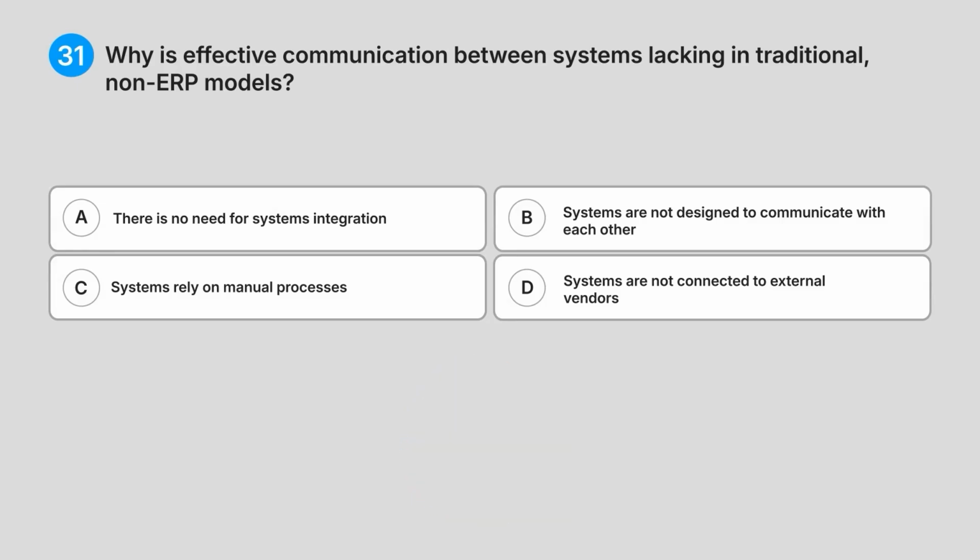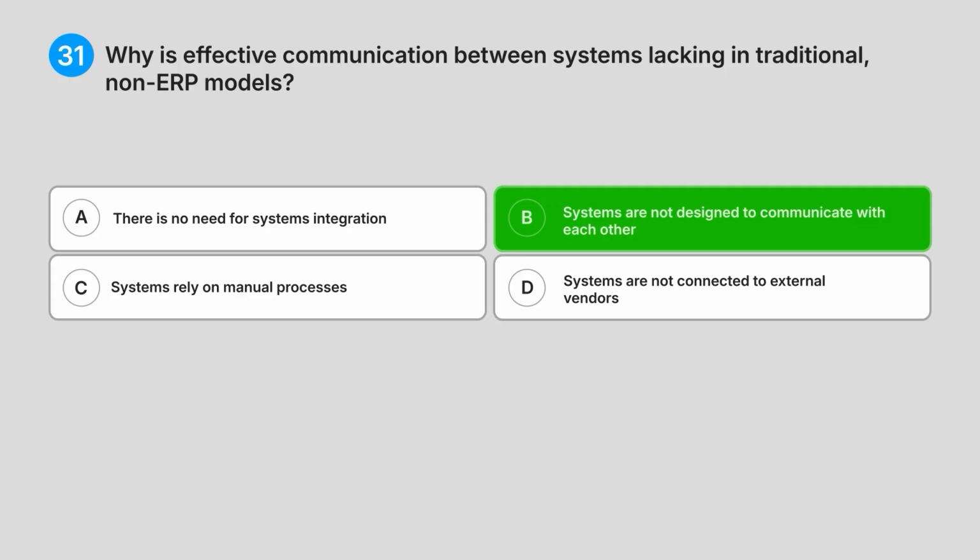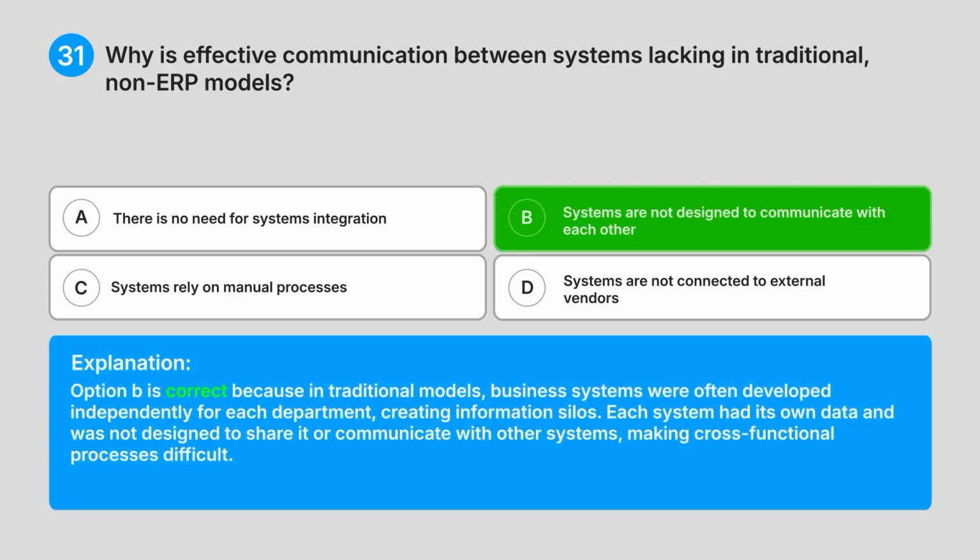Correct answer. B. Systems are not designed to communicate with each other. Explanation. Option B is correct because in traditional models, business systems were often developed independently for each department, creating information silos. Each system had its own data and was not designed to share it or communicate with other systems, making cross-functional processes difficult.